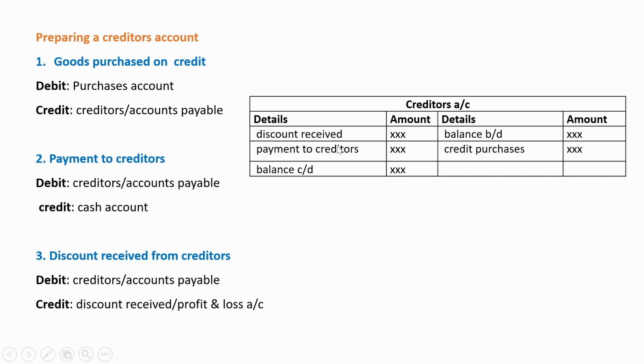Then on the opposite side, you are supposed to record any discount received from creditors and any payments made to creditors. So in other words, on the debit side, you record anything that reduces the creditors. And on the credit side, you record anything that increases the creditors. Then at the end of the period, calculate your balance carried down. So let us try to apply this format in a question.